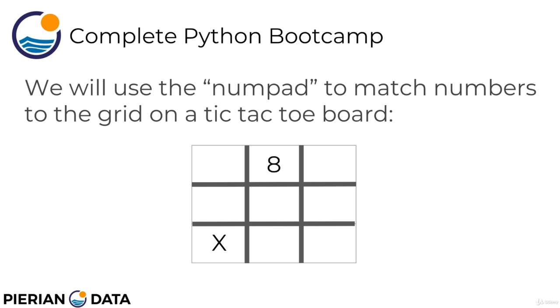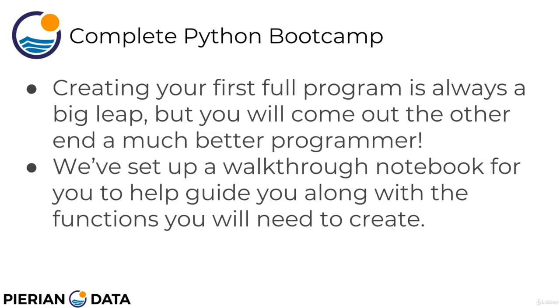And then the next user is going to choose their number, such as 8, and that will put the next symbol, O, there. So we're going to alternate between X and O, ask the user for the input number, and then place that symbol on the board. And then later on, we'll check to see if someone has won or if there is a tie. Now, since creating your first full program is always a big leap forward, you're going to come out the other end a much better programmer.